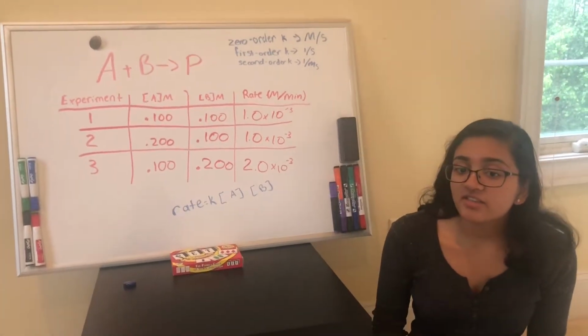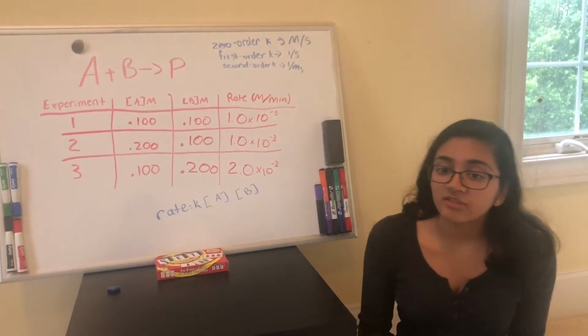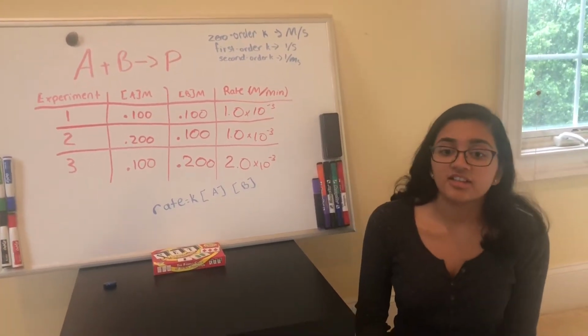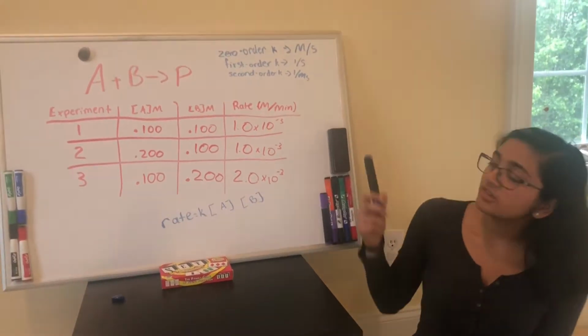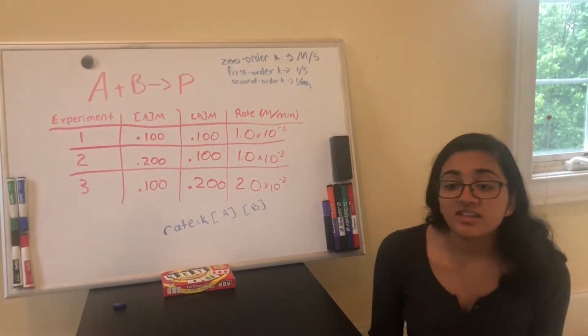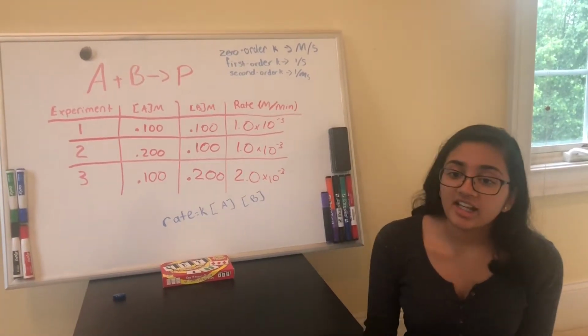Zero order reactions have a rate law of rate equals k, and first order reactions have rate laws where rate equals k times the concentration of the reactant. In a first order reaction, the rate constant has units of 1 over seconds. Notice that this differs from a zero order reaction. We'll discuss why that is and how you can find k later.